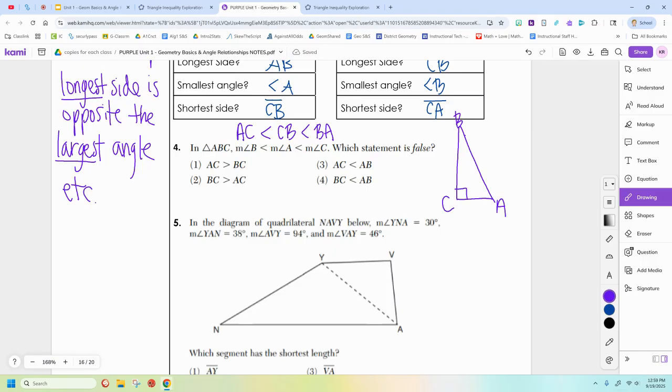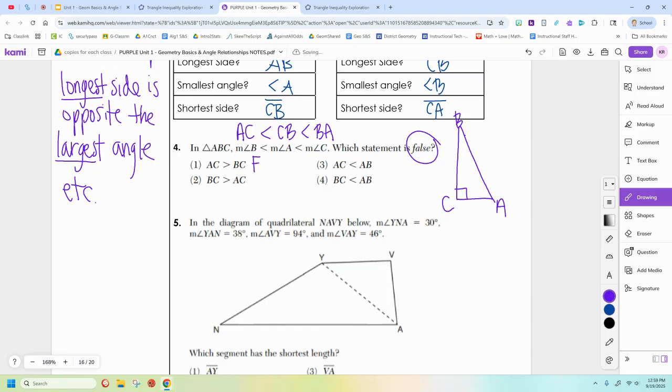Okay. So now I have a picture to help me, and then I have this pattern that this letter can't be one of those two letters, right? And now I need to just go here. Which one of these is false? Always check all four. You should have 3 trues, 1 false. Is AC greater than BC? No. This is false.